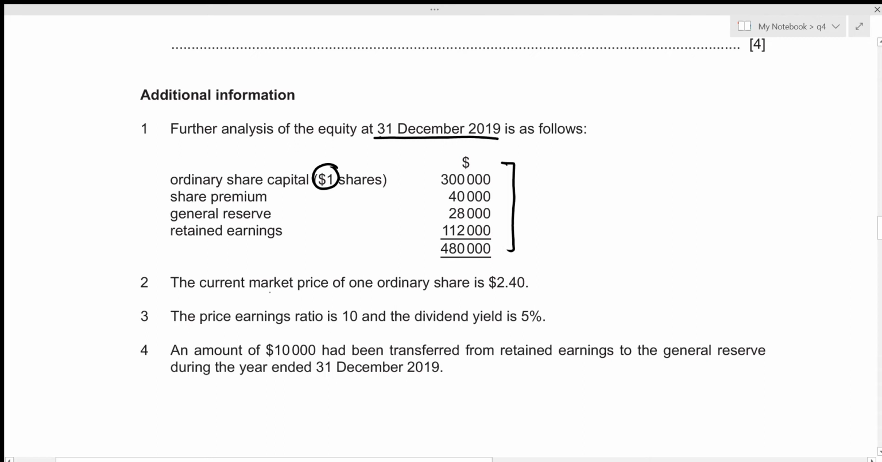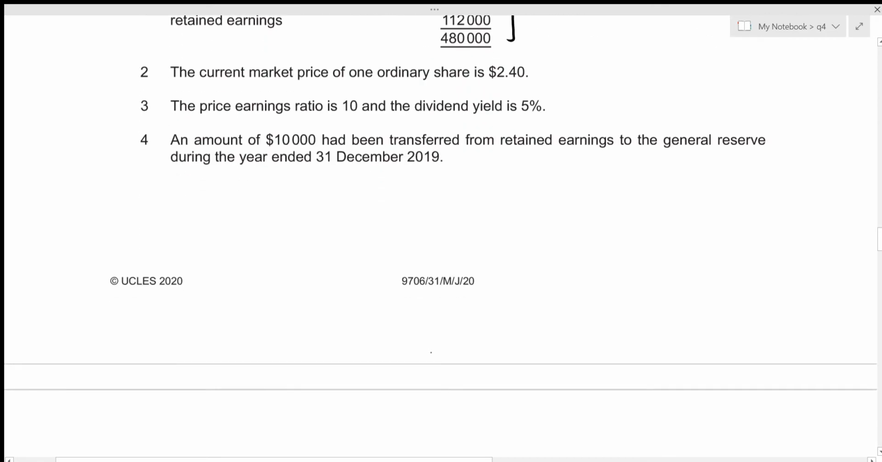Then we're also given that the current market price of one ordinary share is 2.40, the price earnings ratio and dividend yield, and the transfer from retained earnings to the general reserve during the year. So let's have a look at our second question.